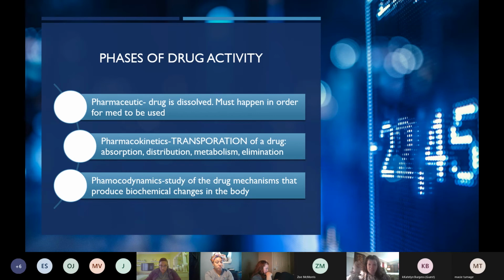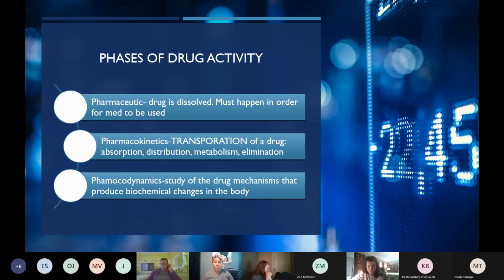Pharmacokinetics, have y'all heard of kinesiology? Means movement. Okay, pharmacokinetics is when the drug is transported through the body, okay? So first it's got to dissolve, that's pharmaceutic. Pharmacokinetics is when it transports from where it is and goes through the body so that it can be effective.